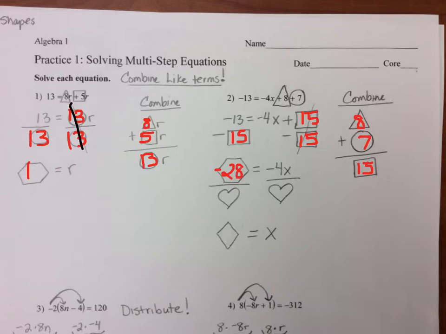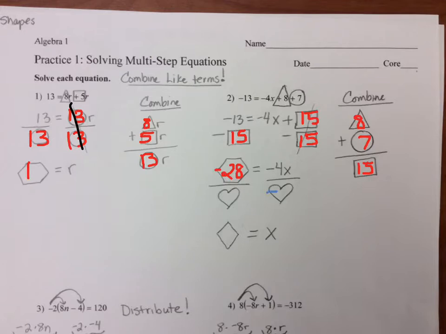Now you'll notice underneath the negative 28 is a different shape. So I'm going to have to decide what am I dividing by on both sides. So I'm going to look at the side with the x on it, and I'm going to see that in front of the x, I have negative 4. So I want to get the x alone. So the way I do that is to divide by that negative 4.